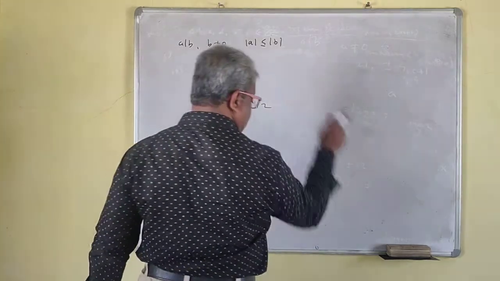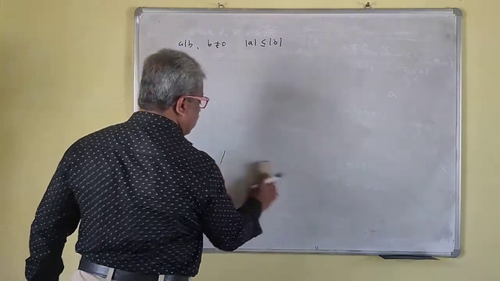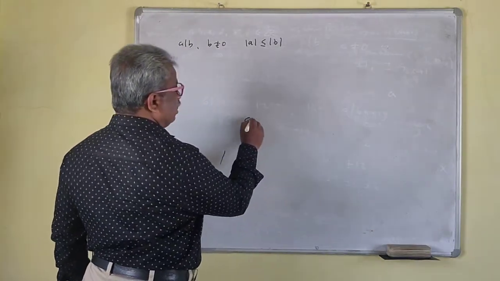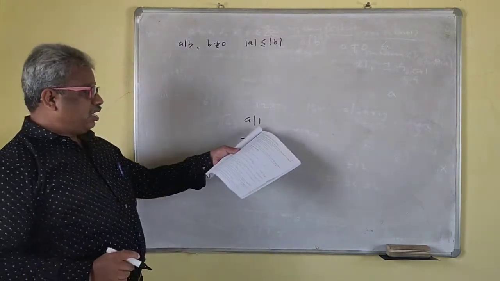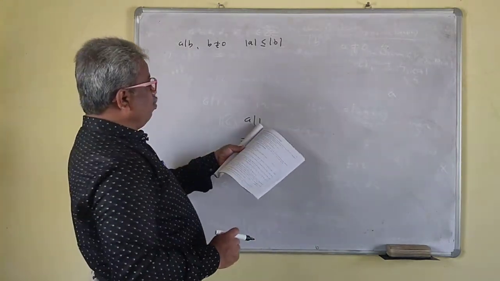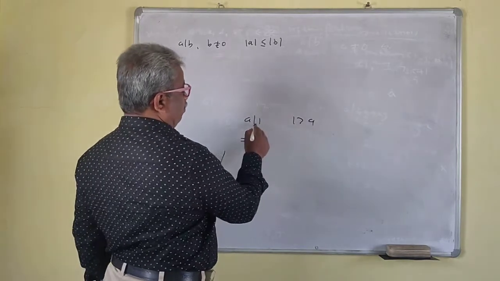So note that this is very important here. Therefore we are writing that A divides this. So that means, what is this? 1 is greater than or equal to mod A. This implies that what?